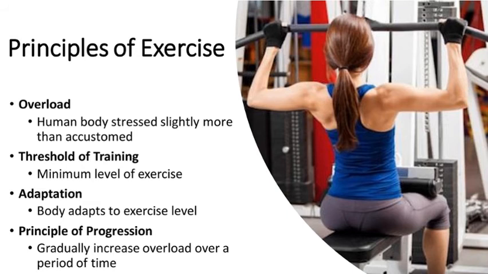Now we're going to talk about the principles of exercise. So there are 4 on this screen. One is overload, threshold of training, adaptation, and principle of progression. Overload is the human body stressed slightly more than accustomed. Threshold of training is the minimum level of exercise needed. Adaptation is the body's adaptability to exercise levels. And principle of progression is gradually increase overload over a period of time.